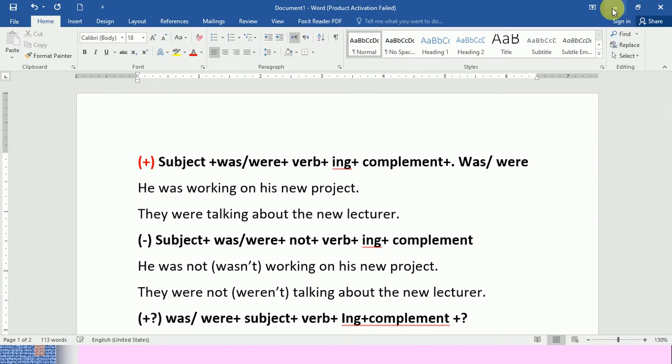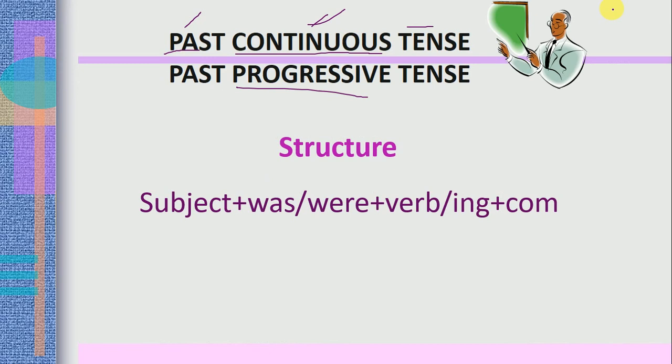Now let's come to the question and let's answer the question, why do we use past continuous tense? Okay, so let's start.